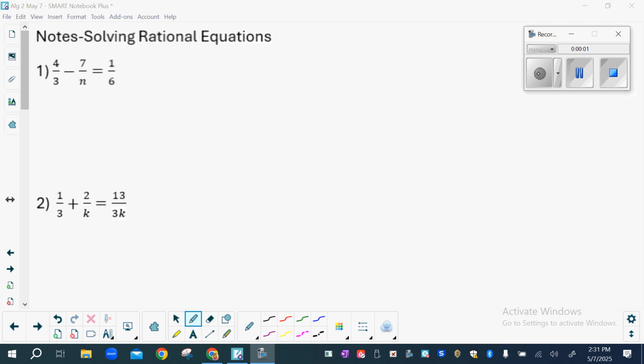Okay, so number one is going to be a little harder. What is my least common denominator? Anybody know? Yeah, 6n, that's right. So 6n will be my least common denominator.